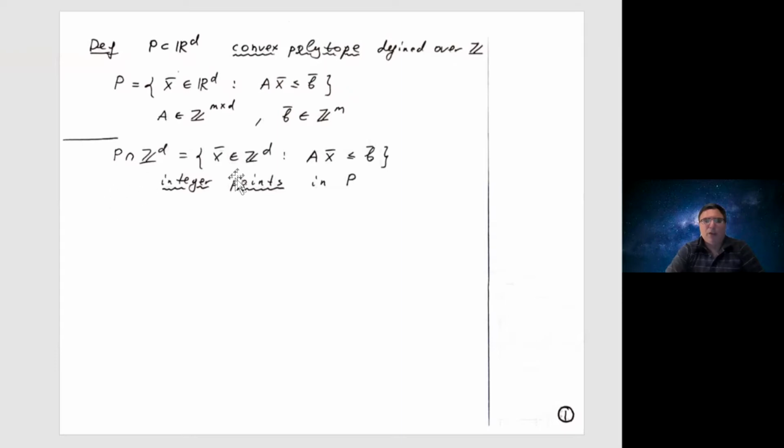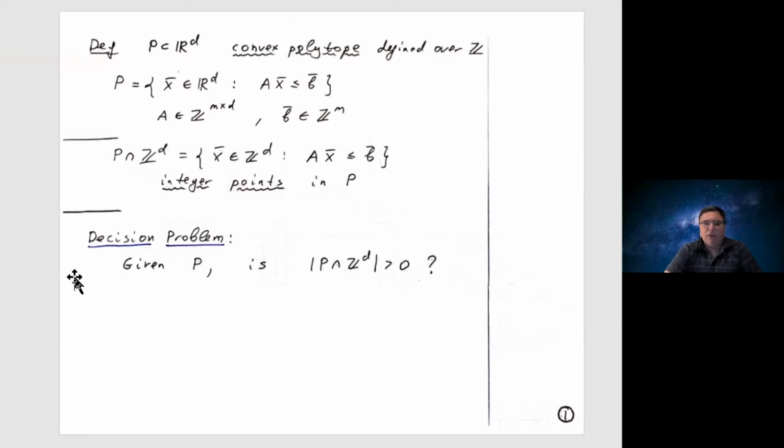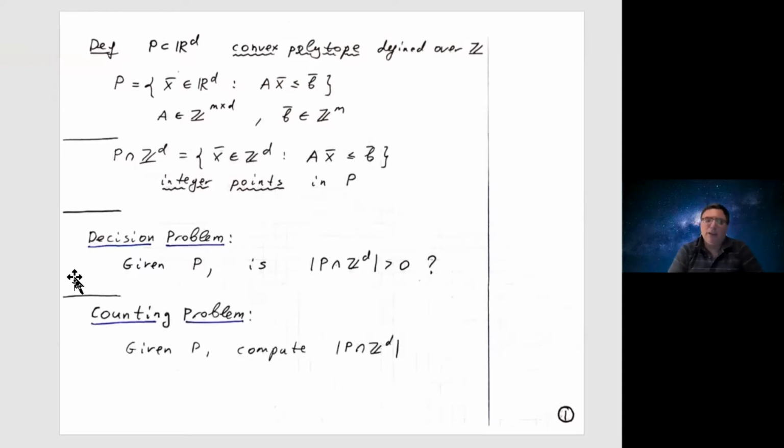Now I'm going to define integer points in a polytope as you would think they are. It's the set of integer points, the intersection of the polytope and Z^d. So there are two problems that I want to talk about: the decision problem and the counting problem. They're essentially similar problems. The first problem asks, does there exist an integer point in the polytope? And the second problem asks, given a polytope, compute the number of integer points in it. That's what the talk is going to be about.